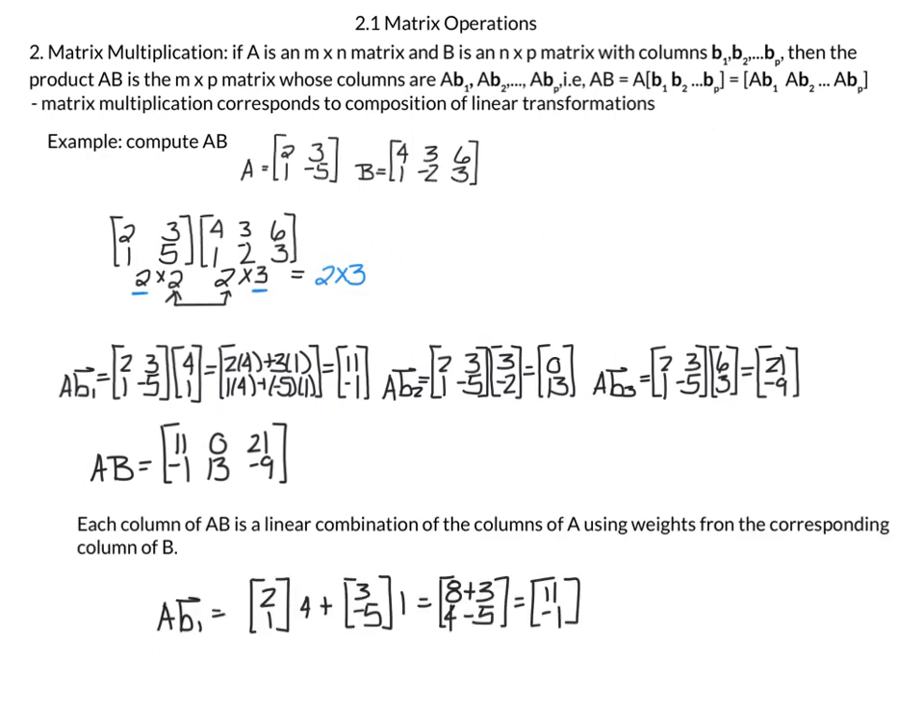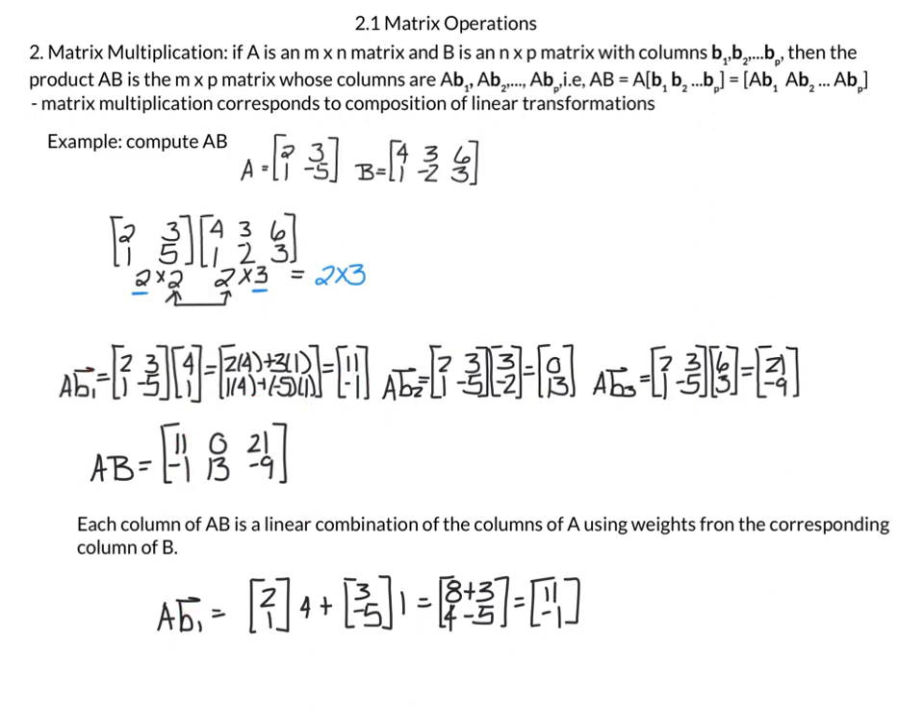A last note, you can view matrix multiplication as each column of AB being a linear combination of the columns of A using weights from the corresponding columns of B. So for example, let's consider the first column of AB, which ends up being 11, negative 1. And we got that by multiplying A times b1. Remember, we got that there.